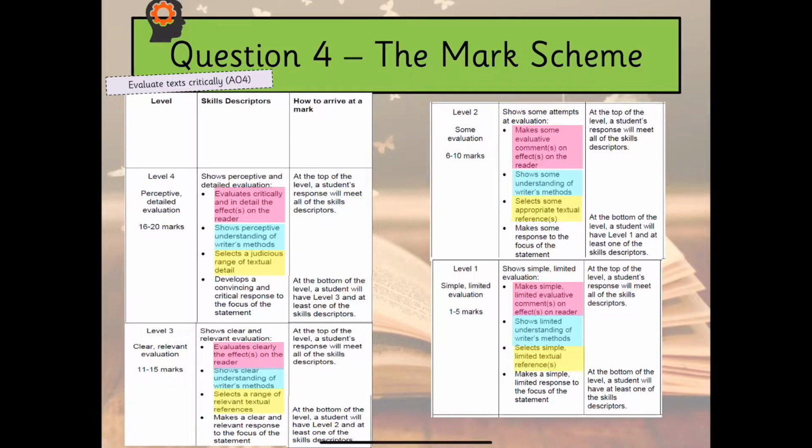Once again, it's important to remember that you can't just form a critical opinion without any evidence whatsoever, so you are still expected to be able to make textual reference, quotation, and to be as selective and judicious as possible when you are doing so.